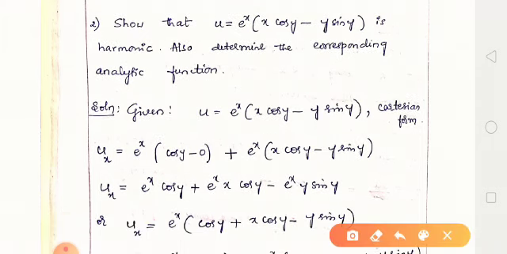Now we will start the partial differentiation. You observe u, here e^x is function of x and the term inside bracket is also function of x. So we have to apply product rule.